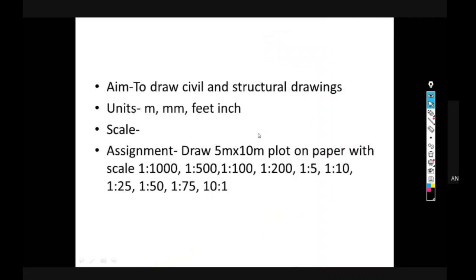Okay. So for you, I have one small exercise. For understanding, we need not do something very rocket science or complex. Simple things are there. The concept lies within the simple things only. So draw a 5 meter by 10 meter plot size on the paper using these scales. General scales used are 1:1000, 1:500, 1:100, 200, and so on. 1:1000, where may this scale be used? So contour survey, plot surveying.